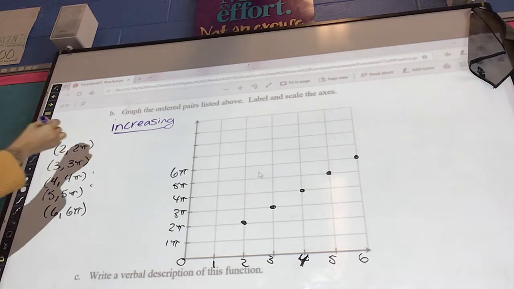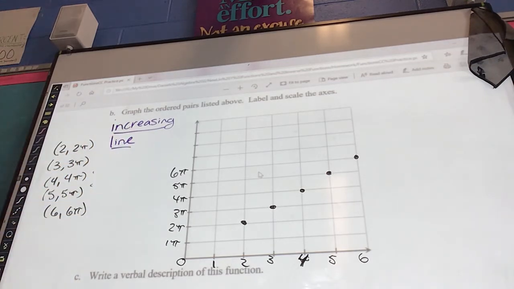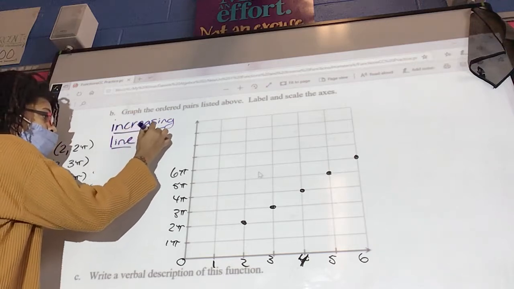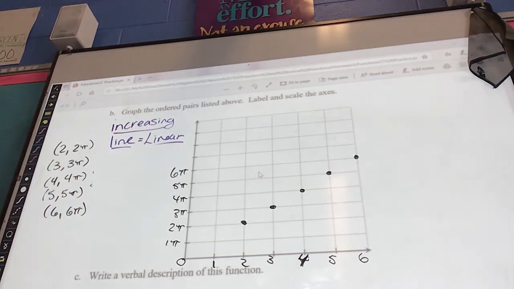The line is linear. It is linear. So we're also going to learn that if it's a line, it is linear. If it's not linear, then it's not called a line, it's called a curve. We'll get there though. So yes, it's linear. It means it goes up on a consistent basis. What else?